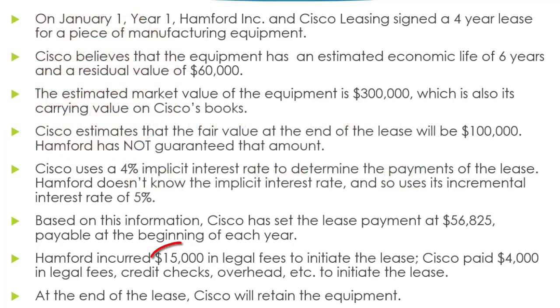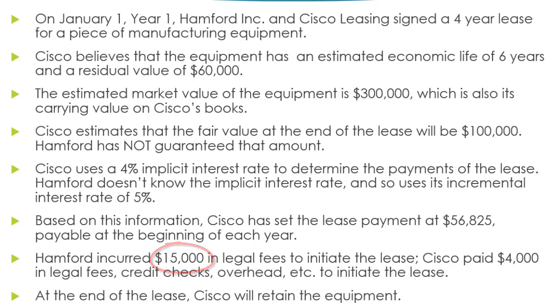Last couple points here. Hanford spent $15,000 to initiate this lease. These are legal fees, their credit checks, their verification, maybe some accounting stuff they had to pull together. It's also the closing costs that were required by the lessor. It could also be some points that were assessed because of risk, whatever.